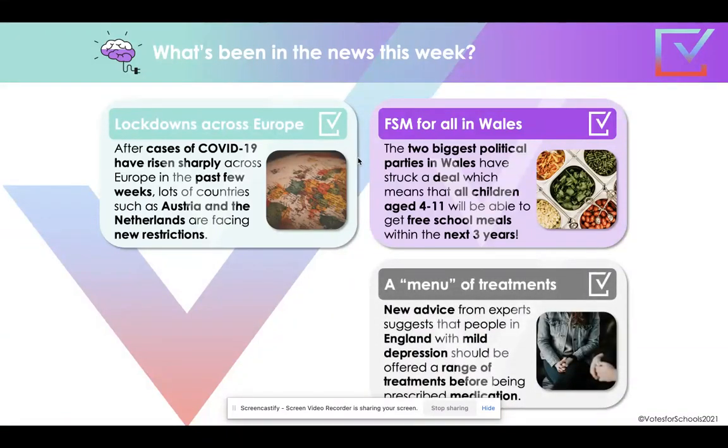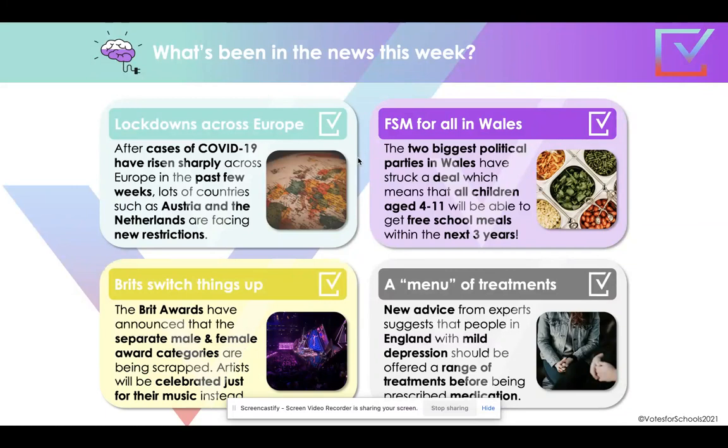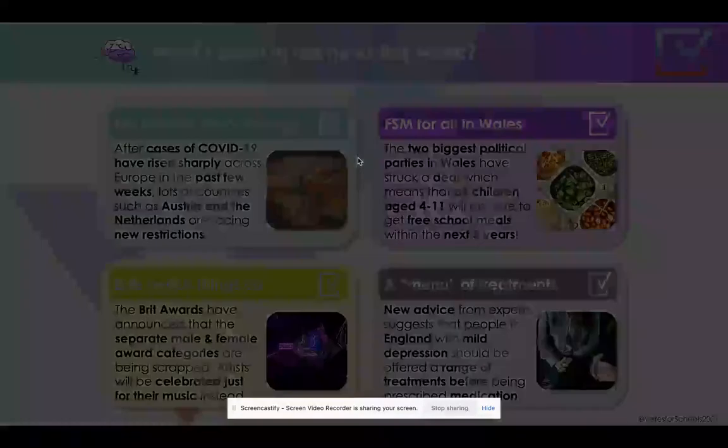A menu of treatments. New advice from experts suggests that people in England with mild depression should be offered a range of treatments before being prescribed medication. And Brits switch things up. The Brit Awards have announced that the separate male and female award categories are being scrapped. Artists will just be celebrated for their music instead.